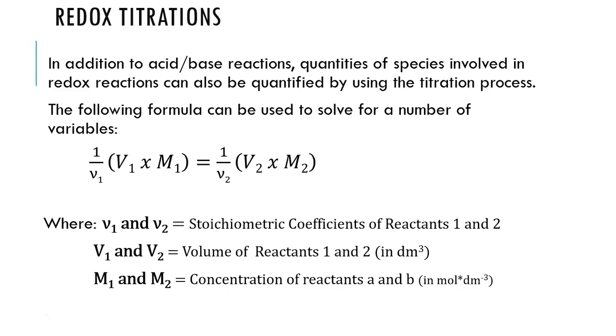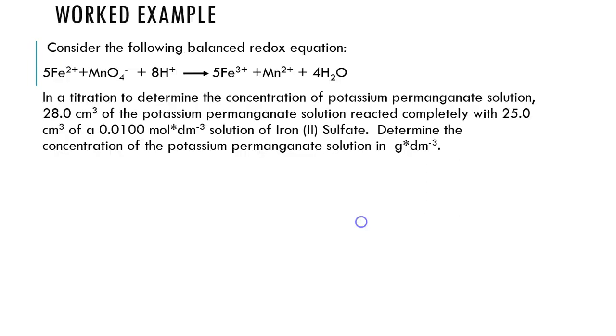So nu1 and nu2 are the stoichiometric coefficients of reactants 1 and 2. V1 and V2 are the volume of reactants 1 and 2 in liters. M1 and M2 are the concentrations of A and B, or reactants 1 and 2, excuse me, in moles per liter. So here's an example. Consider the following balanced redox equation.